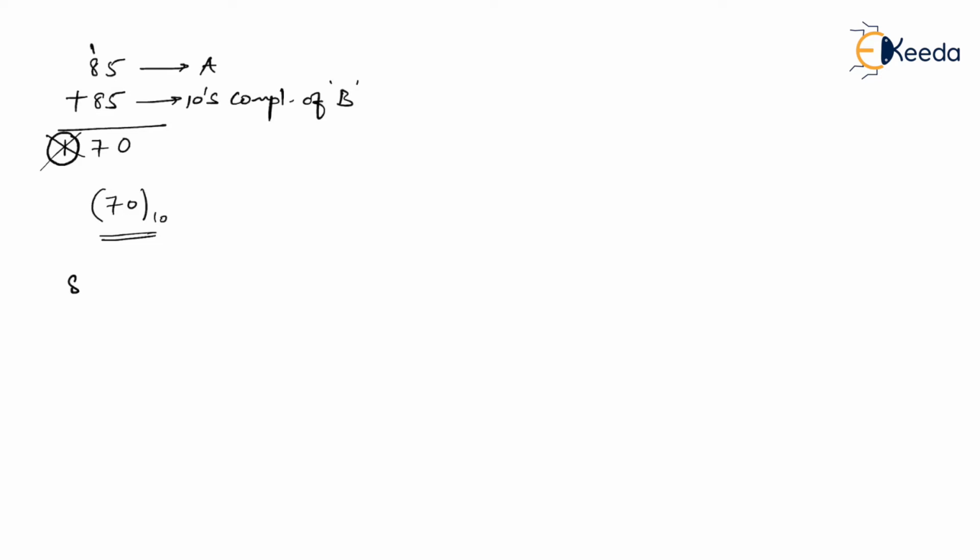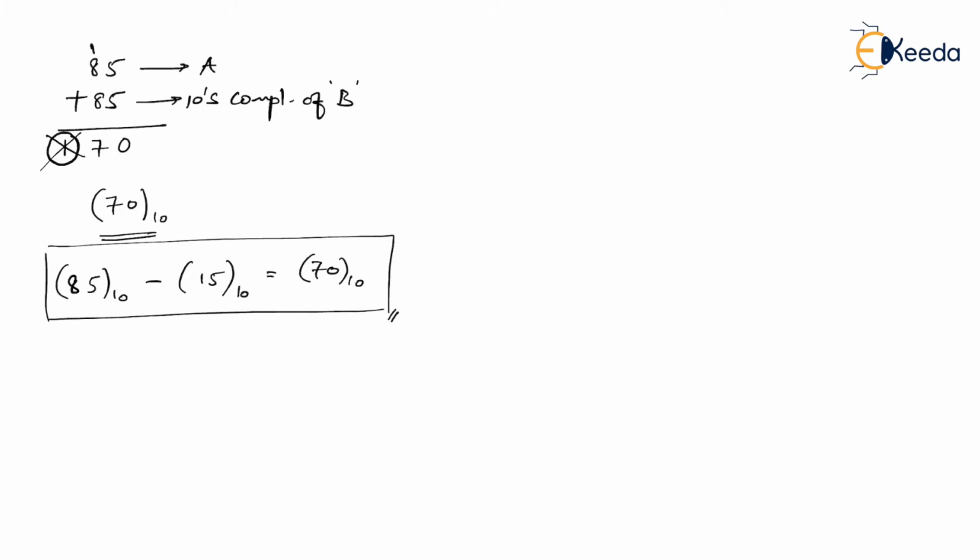Let's check out our question. Our question was perform 85 to the base 10 minus 15 to the base 10. Obviously, this results into 70 to the base 10. Can't you see that even though I used a 10's complement method, it is working.